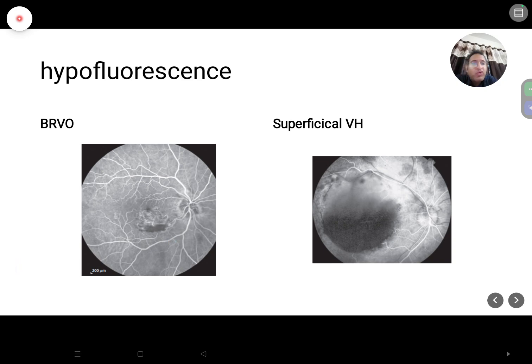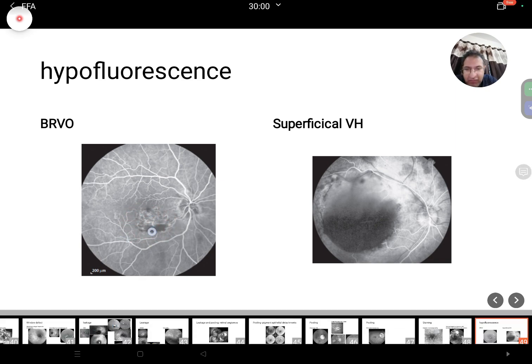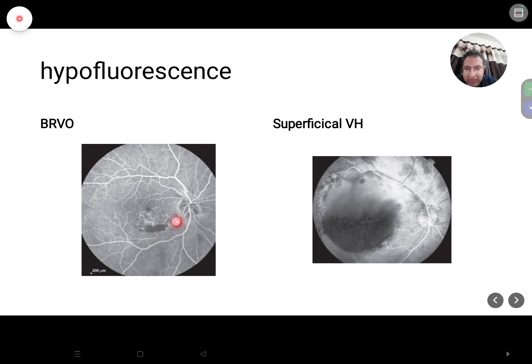The reason for hypofluorescence can be hemorrhages, which can be pre-retinal, like here. There is a pre-retinal hemorrhage which is blocking the view of all, even the retinal vessels. So this is the example of BRVO, because this vein is getting blocked, and that's why there is a hemorrhage over here. And there is a hypofluorescence in this area because of this vein getting occluded, branch vein occlusion.